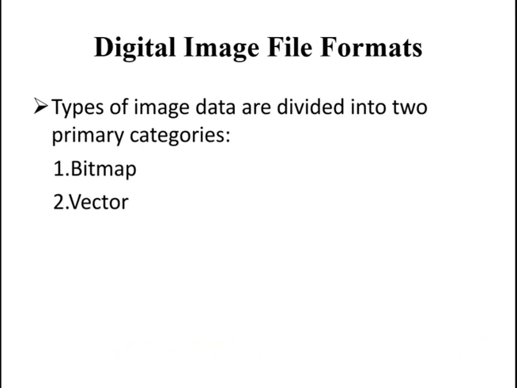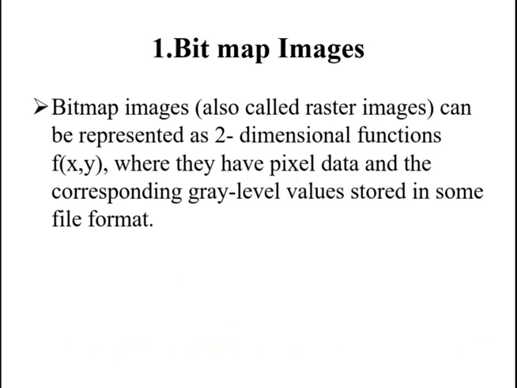There are two types of digital image file formats. They are divided into two categories: bitmap and vector. The first one is bitmap images. Bitmap images are also called raster images. They can be represented as a two-dimensional function f(x, y), where the pixel data and the corresponding gray level values are stored in some file format.